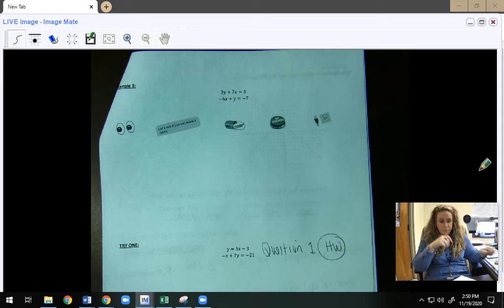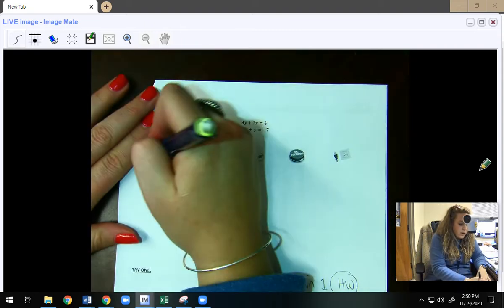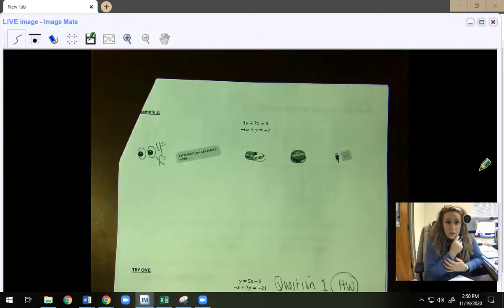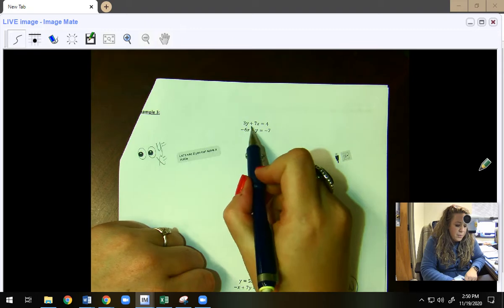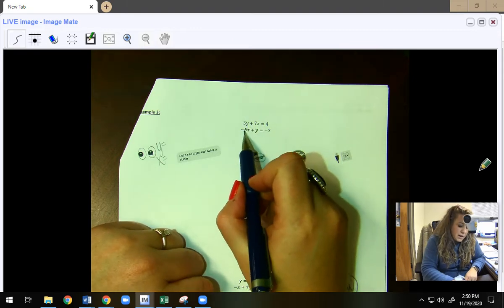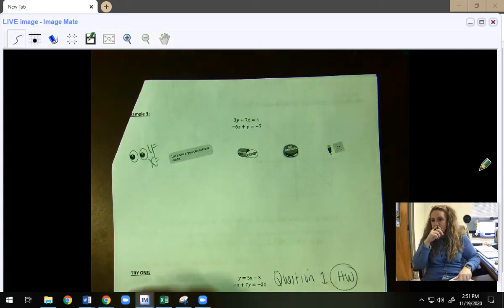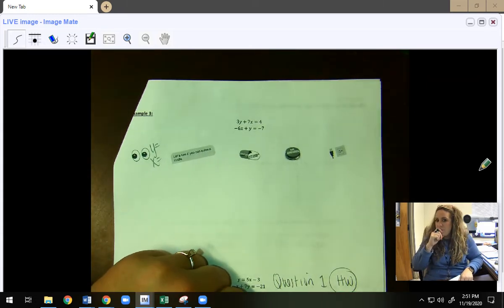Okay, so this one right here. What are you looking for? Y equals something, x equals something. I have 3y plus 7x equals 4, and negative 6x plus y equals negative 7. I don't have that. So what do I do?